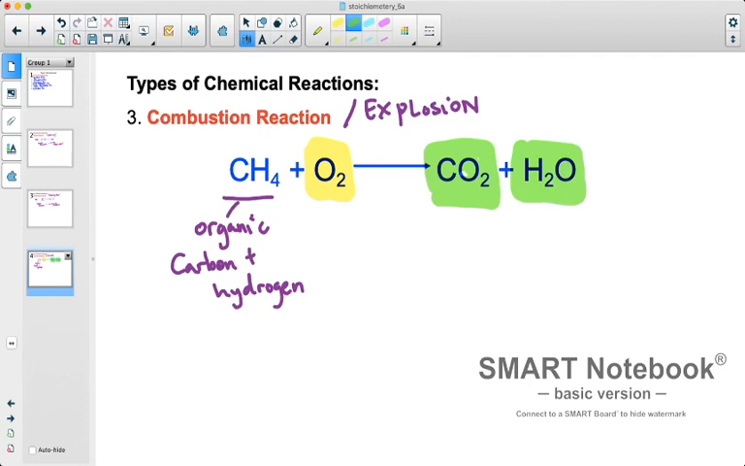So no matter what our starting organic material happens to be, we are always going to have it combined with oxygen and then produce carbon dioxide and water. Nothing more, nothing less. So what really is important to remember about a combustion reaction is that you will always see, specifically, oxygen as a reactant, and you must always have carbon dioxide and water as a product.